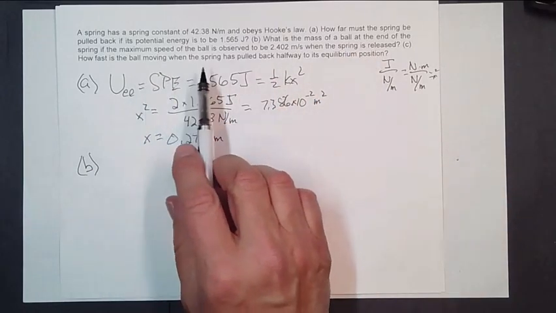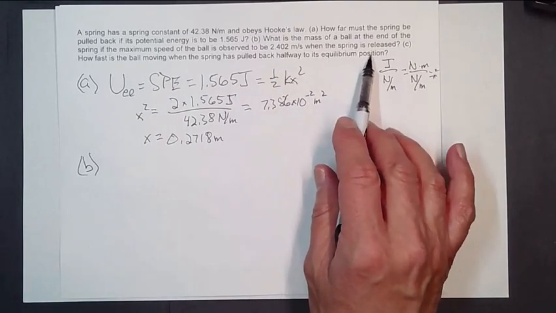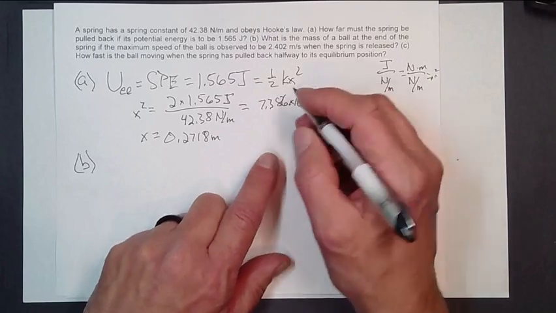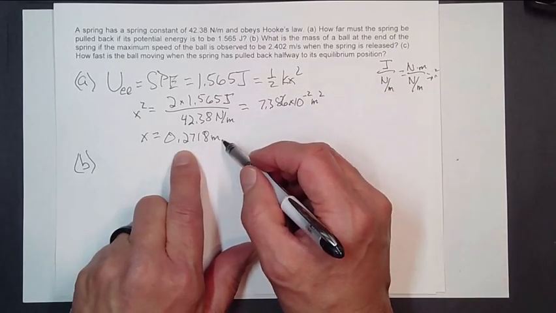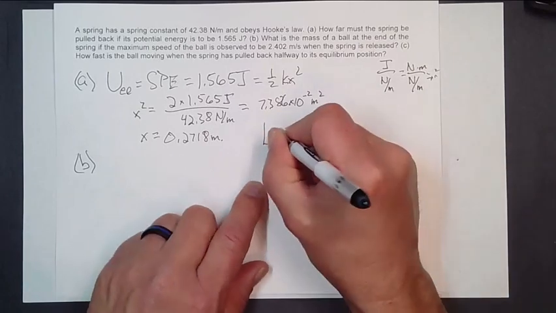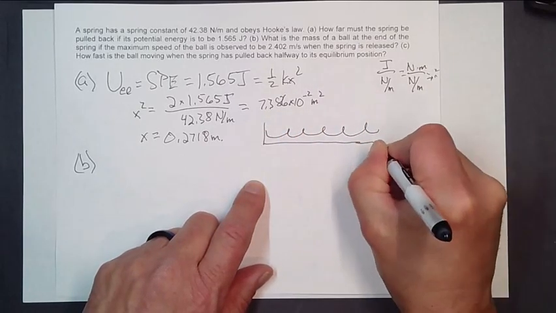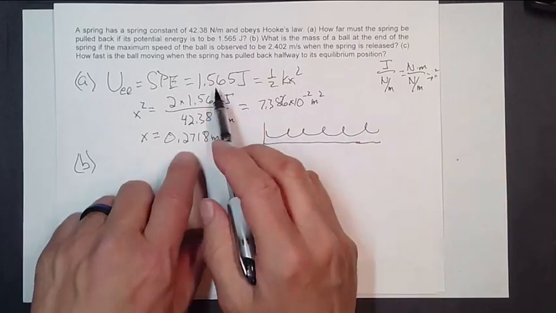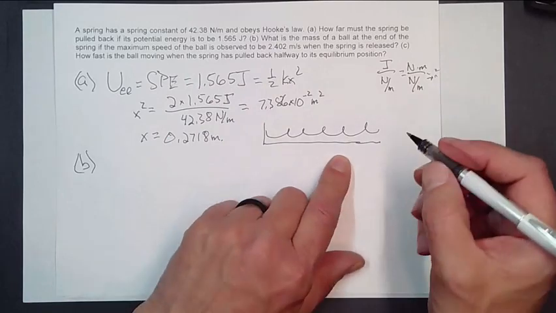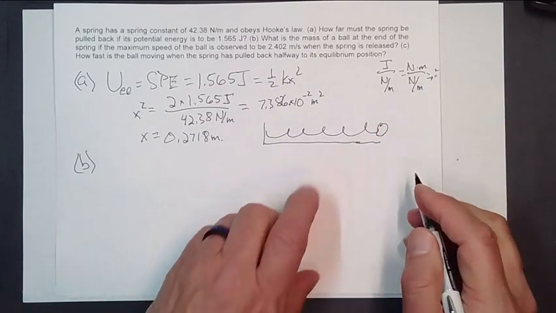Okay, then part B asks, what is the mass of a ball at the end of the spring if the maximum speed of the ball is observed to be 2.402 meters per second when the spring is released? So what's going on here is we've stretched the spring by that distance, and so we'll imagine this being a horizontal situation here. So we've got this spring stretched out, and it's got 1.565 joules of potential energy in it. And then we attach a ball to the end of it.